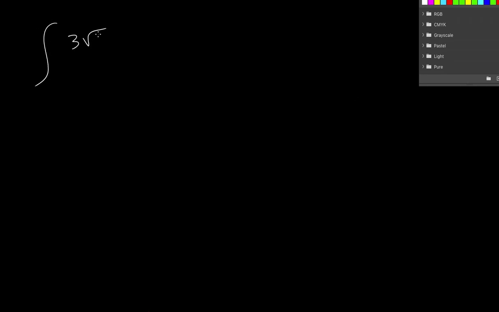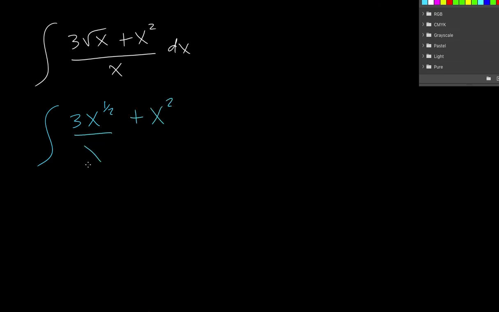So we have the integral of 3 square root of x plus x squared over x dx. Okay. So when we're doing this, we need to divide each piece by x. So we're going to rewrite it like 3x to the 1/2 plus x squared. Then we're going to write each one over x. So we kind of broke it up.